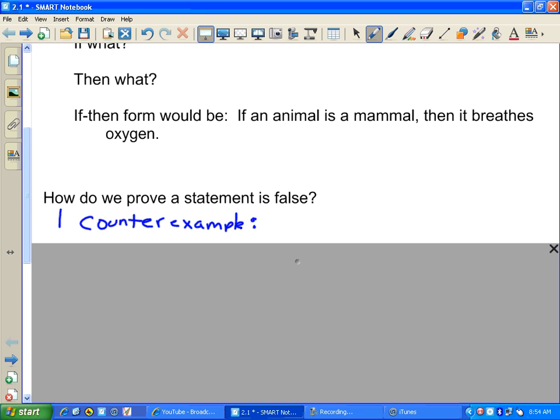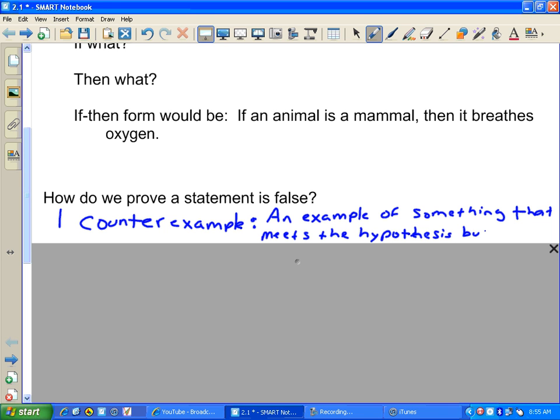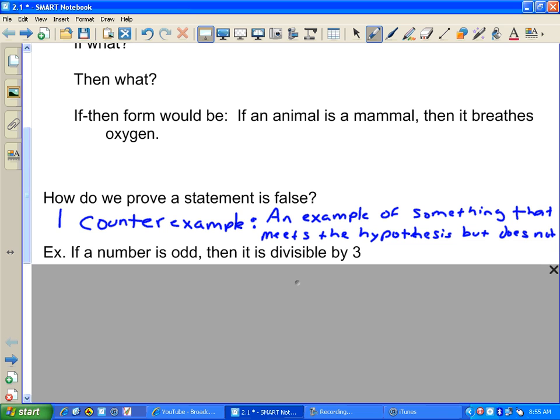Okay, and a definition of a counterexample is an example of something that meets the hypothesis but does not meet the conclusion.